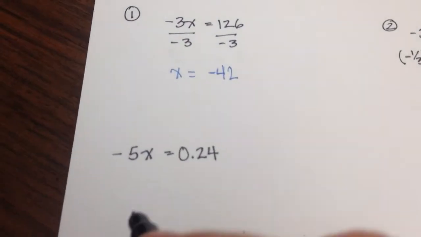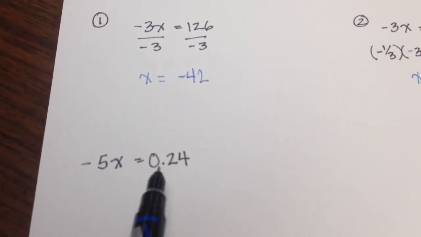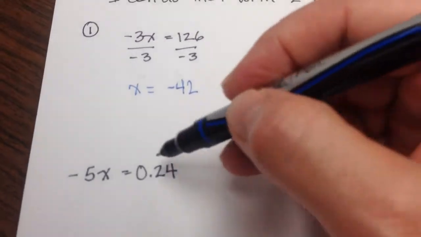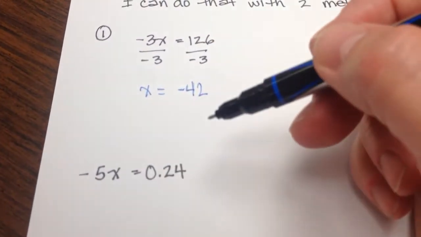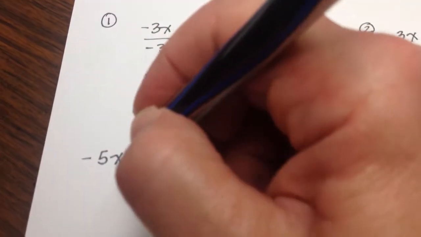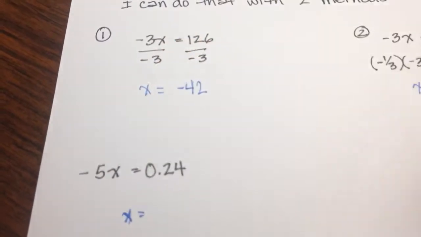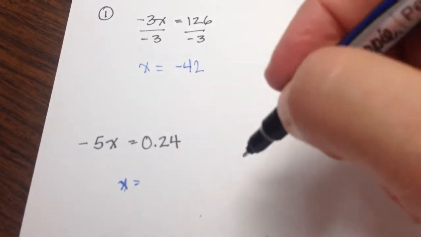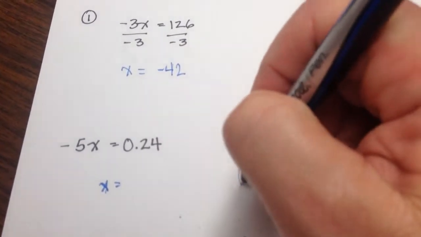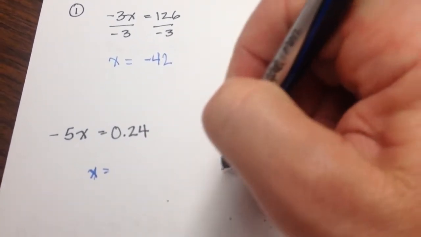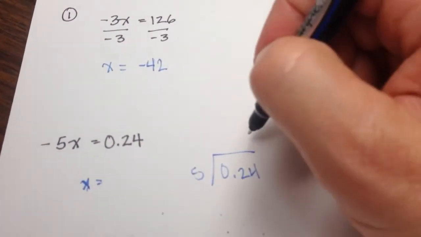All right, how about this? I have negative 5x equals 0.24. I want to isolate that x. So I'm going to divide that by negative 5. So now I have x, there we go, equals, well, let's divide that by 5. I got 0.24. 5 goes into there.